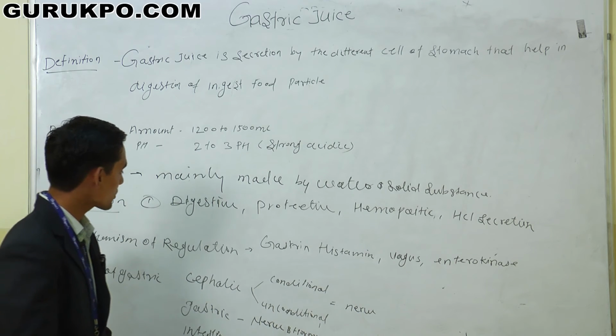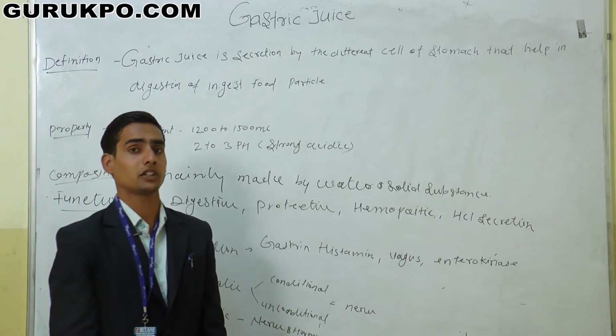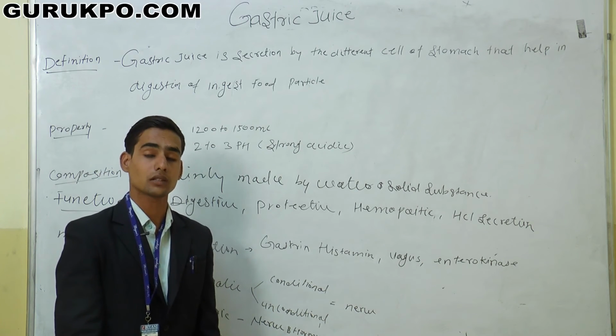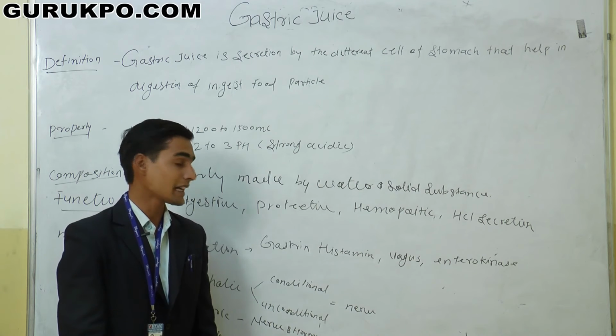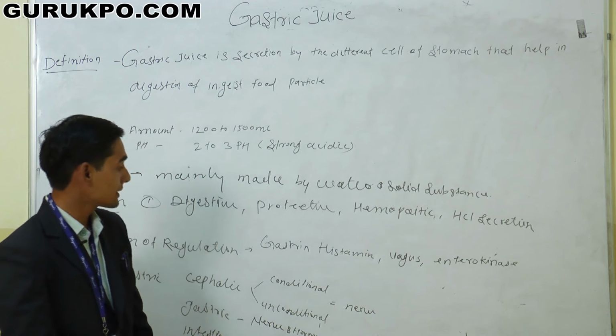Mechanism of regulation of gastric juice. Gastric juice is released by different mechanisms, and different substances are released in the GIT that are responsible for regulation of the gastric secretions. Number one is gastrin.